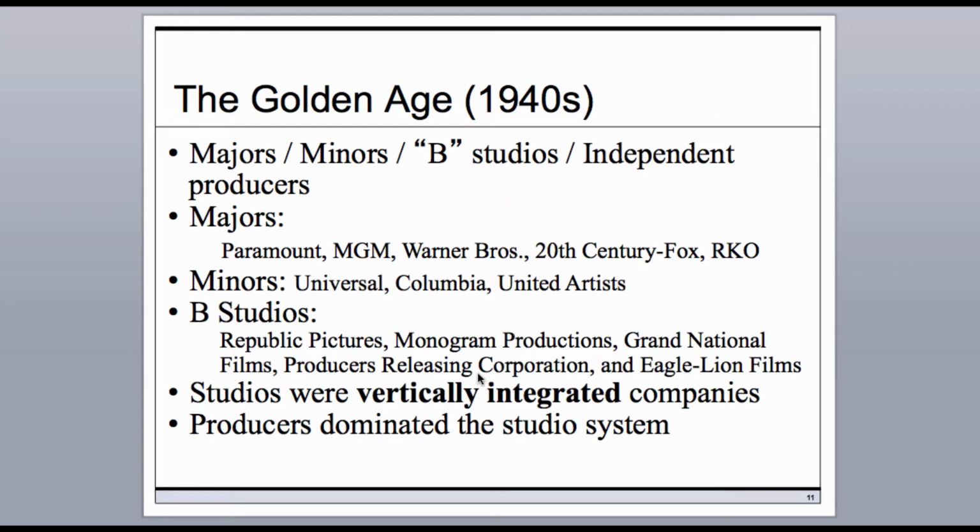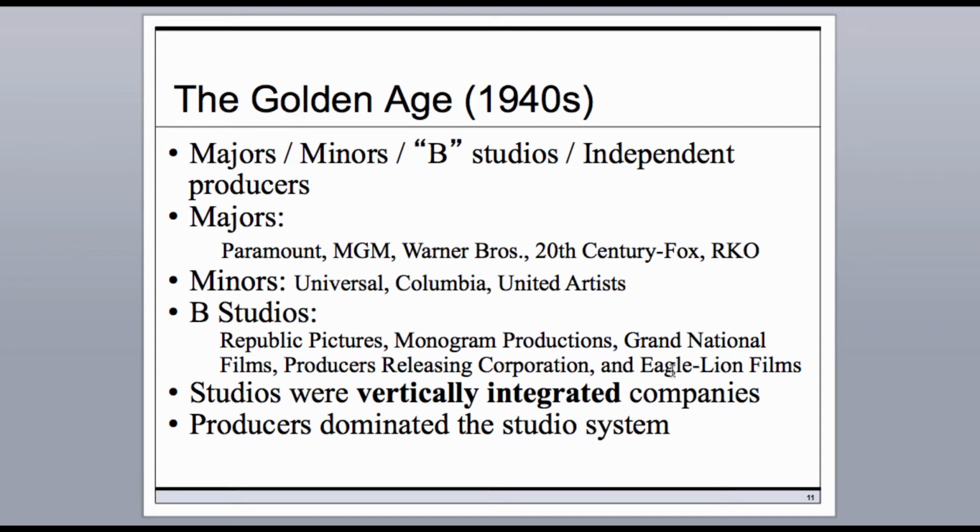The golden age, as we mentioned before in the history, the 1940s, when it's wrapping up, you have studios that are called majors. Other studios are called minors. There are B studios, which are very cheap movies being made, and then you have the independent producers creating their own movies on the side with whatever they could find. So the majors at first are Paramount, MGM, Warner Brothers, 20th Century Fox, RKO. So those are the majors. The minors were Universal, Columbia, United Artists.